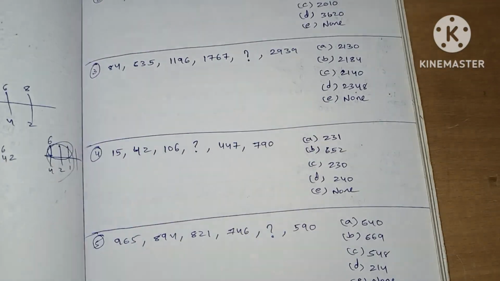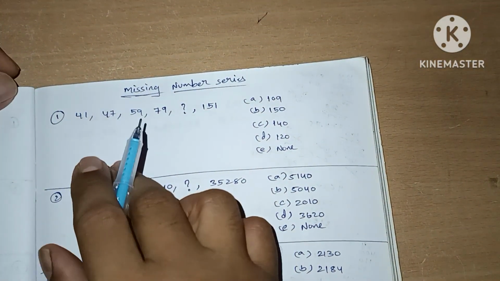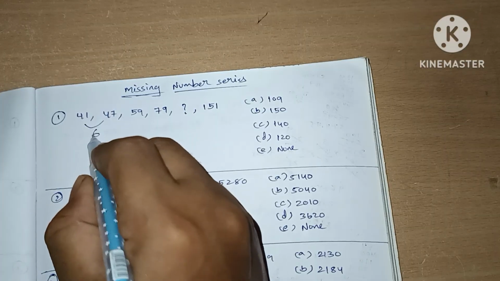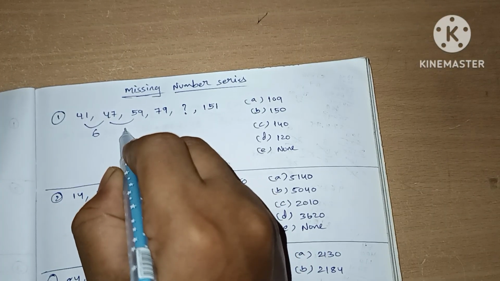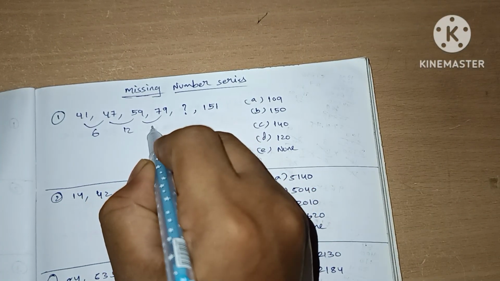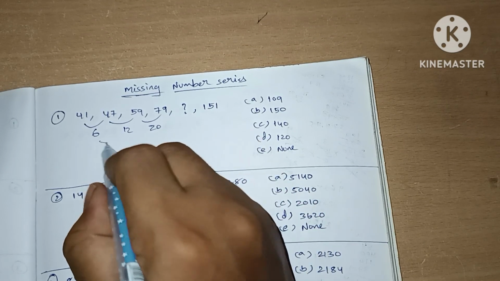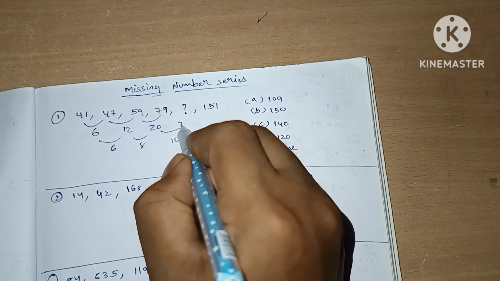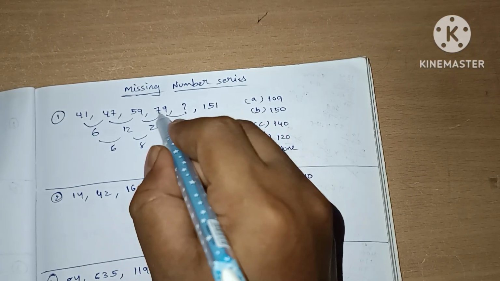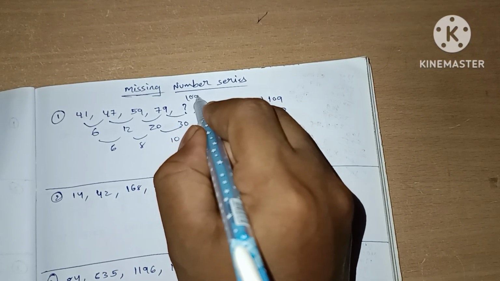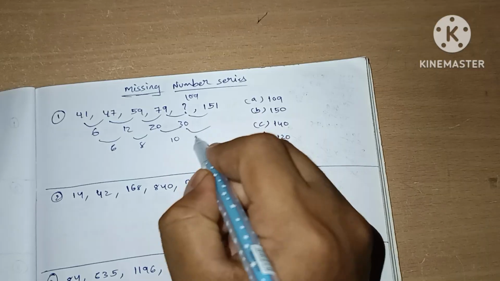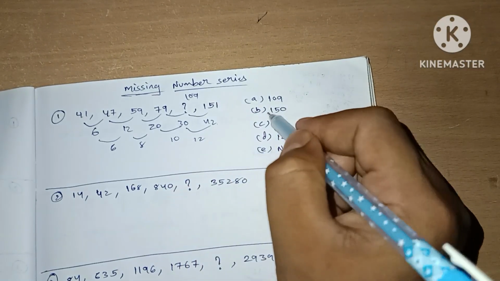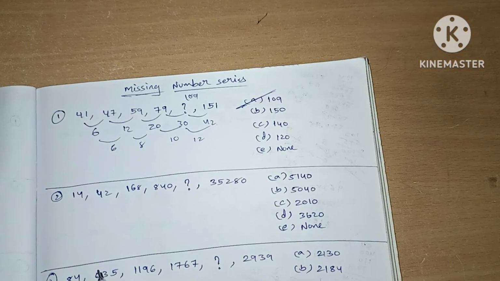Now we are going to see missing number series. In the first question, we are going to see the differences. Here the difference is 6. Here the difference is 12. Here the difference is 20. So here there is a difference of 6, 8. So it must be the difference of 10, meaning 30. 79 plus 30 will be 109. 109, and here 12 means 42. 109 plus 42 will be 151. So our answer will be option A, 109.